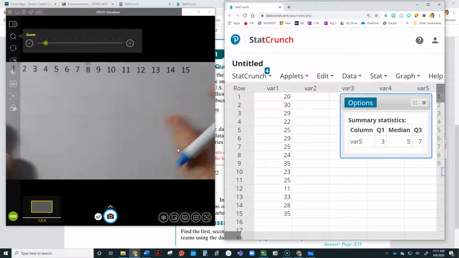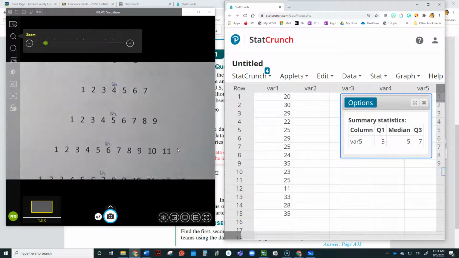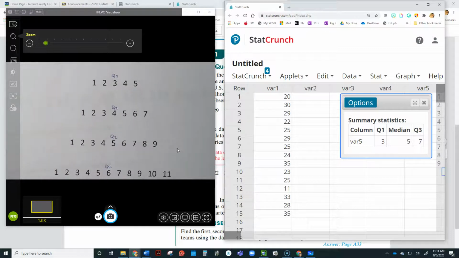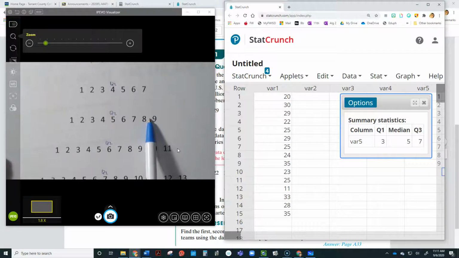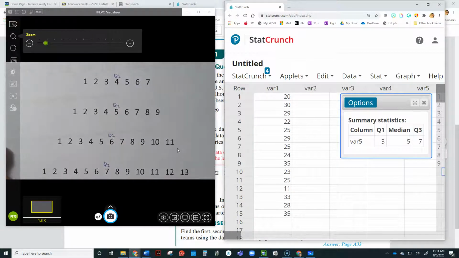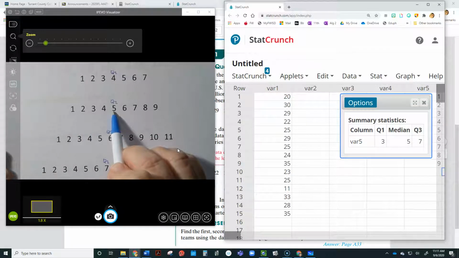So what I have here is I made a list of odd data sets. Okay, and we'll look at this one right here first, because that's the one that we're talking about, and I'm going to explain to you what StatCrunch did. So they picked the median to be 5, and that's perfectly okay.